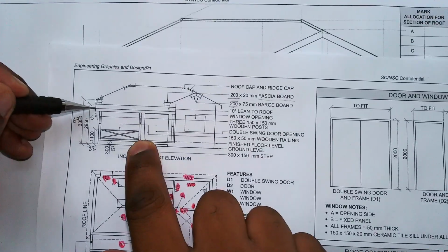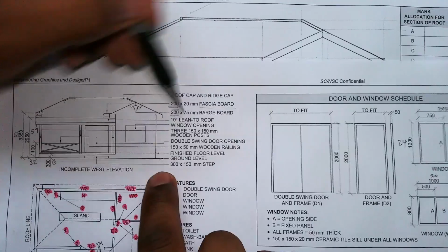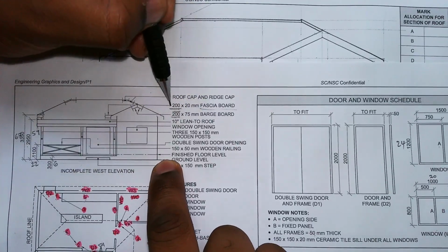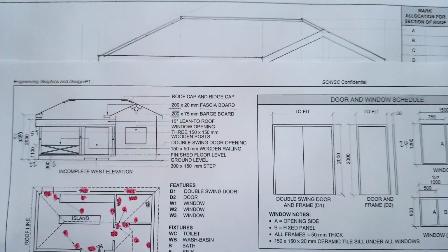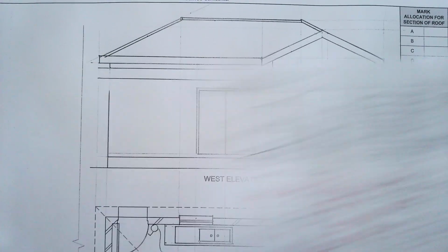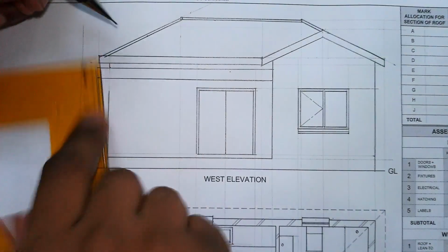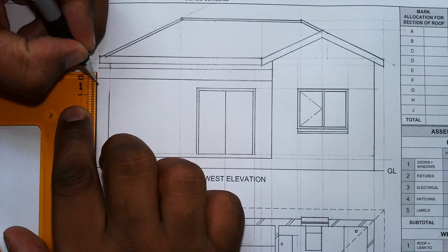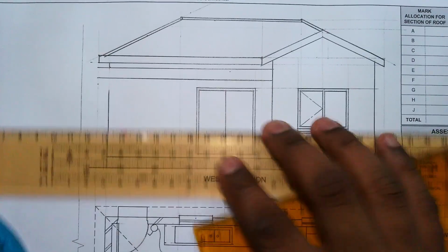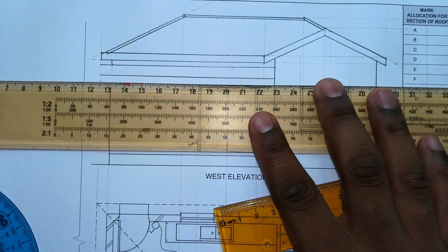All right, and then remember we have the fascia board as well. So the measurement for the fascia board, it's 200 by 20. So 200 divided by 50, it's 4. So it means I'll have to measure 4 from the 6. So 4 going down, draw in the fascia board there.